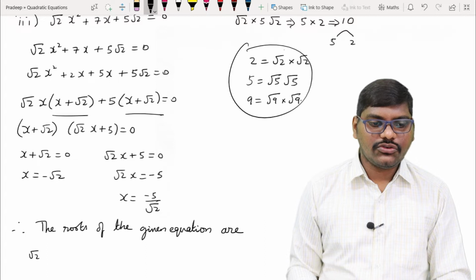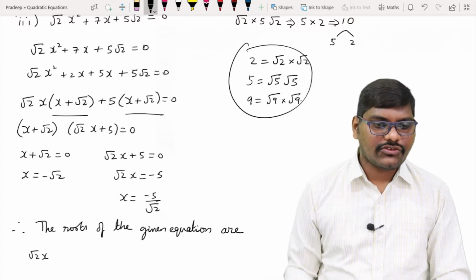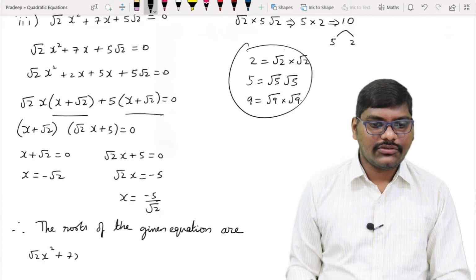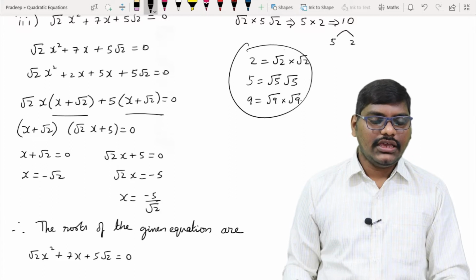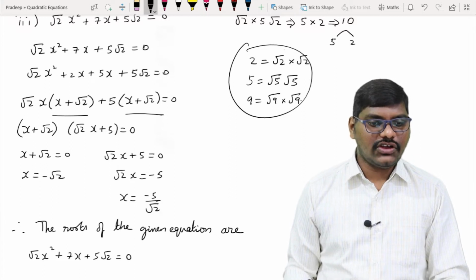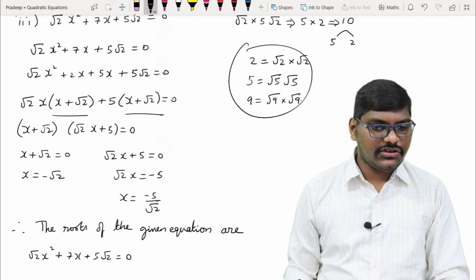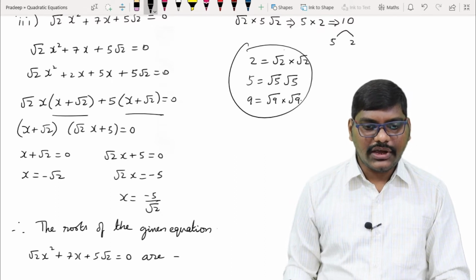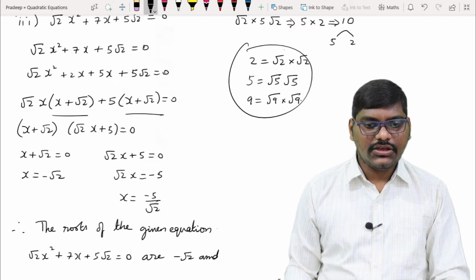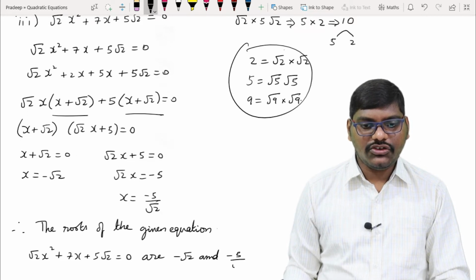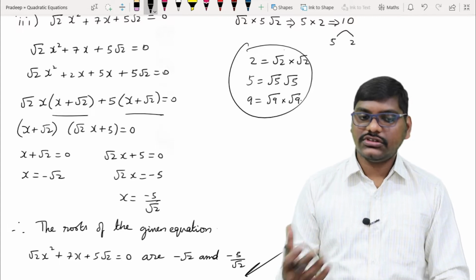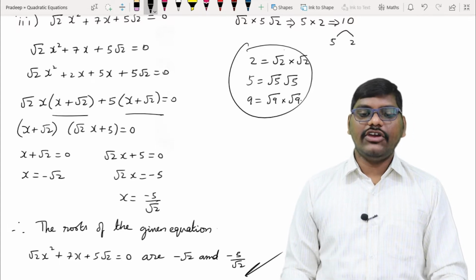The equation is root 2x square plus 7x plus 5 root 2 equal to 0. The roots of the given equation, which we got, are minus root 2 and minus 5 by root 2. So these are the values we got, the roots of this particular equation, or we can even say the factors of this equation.